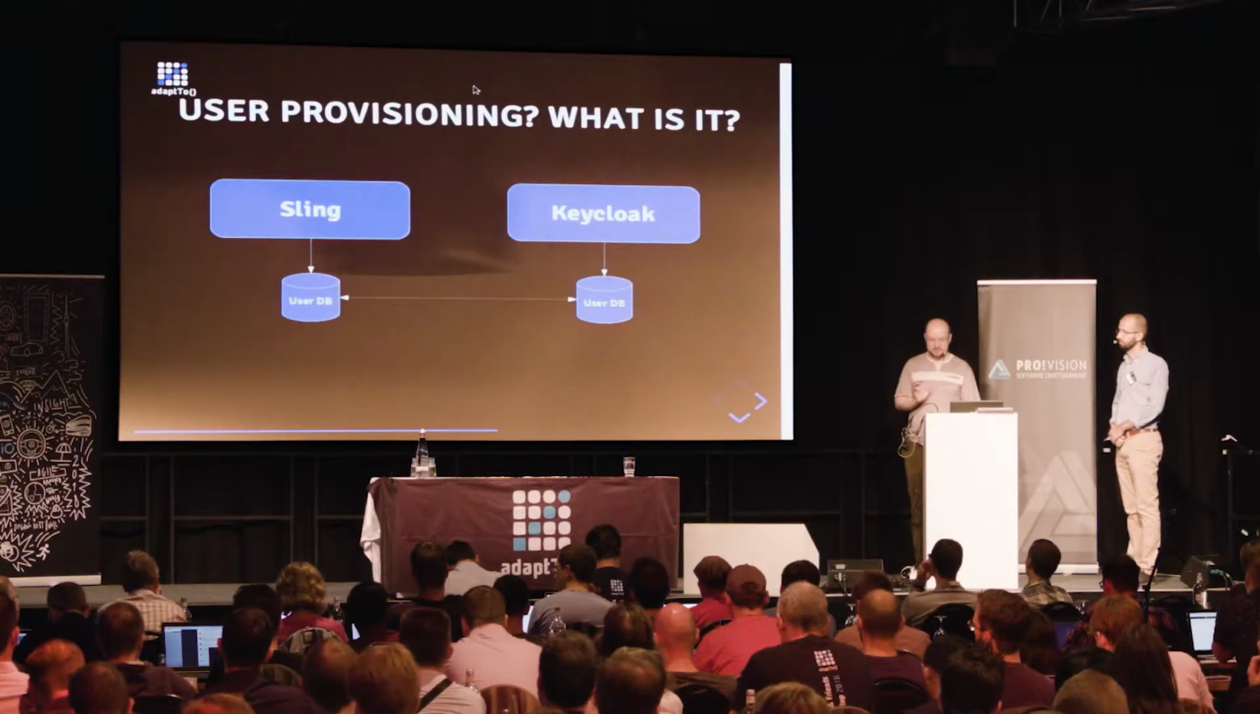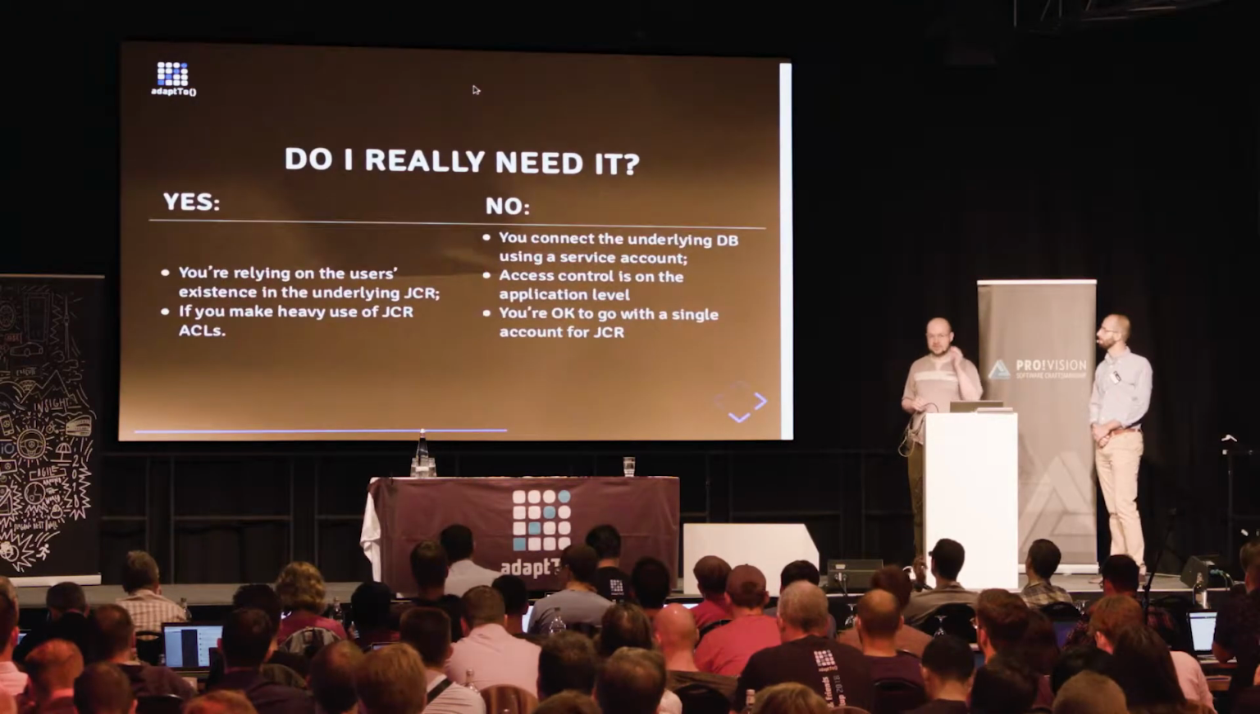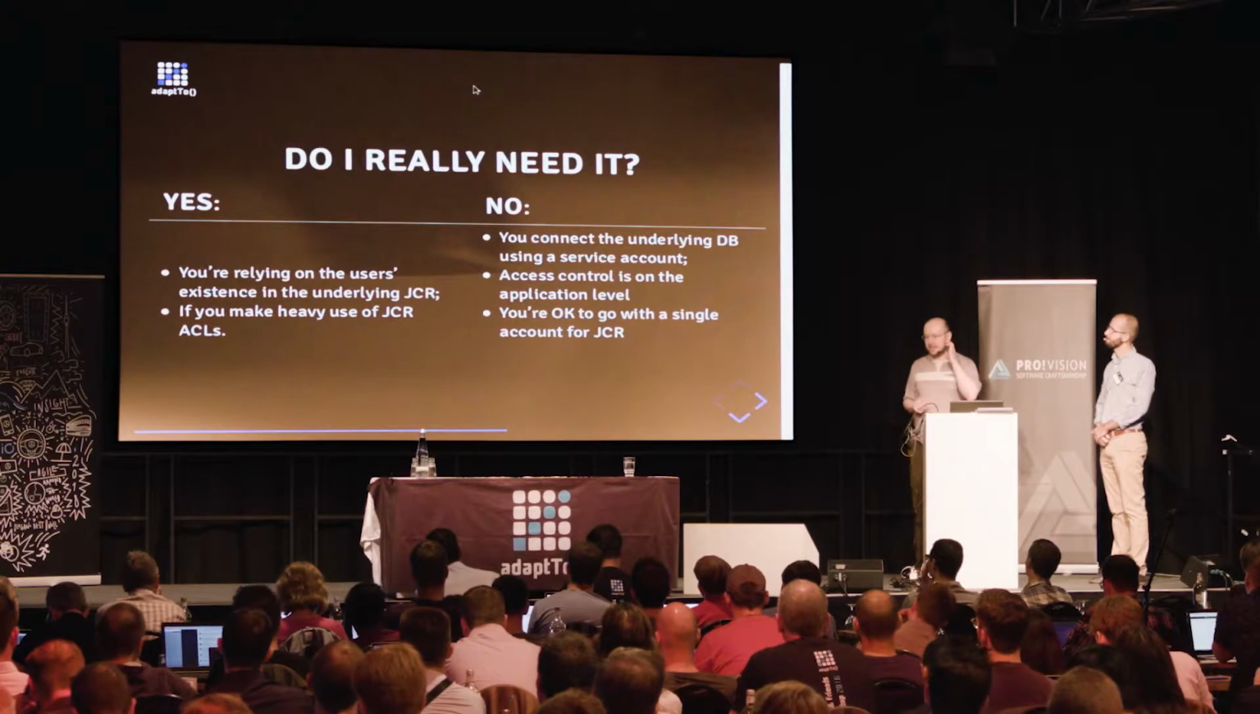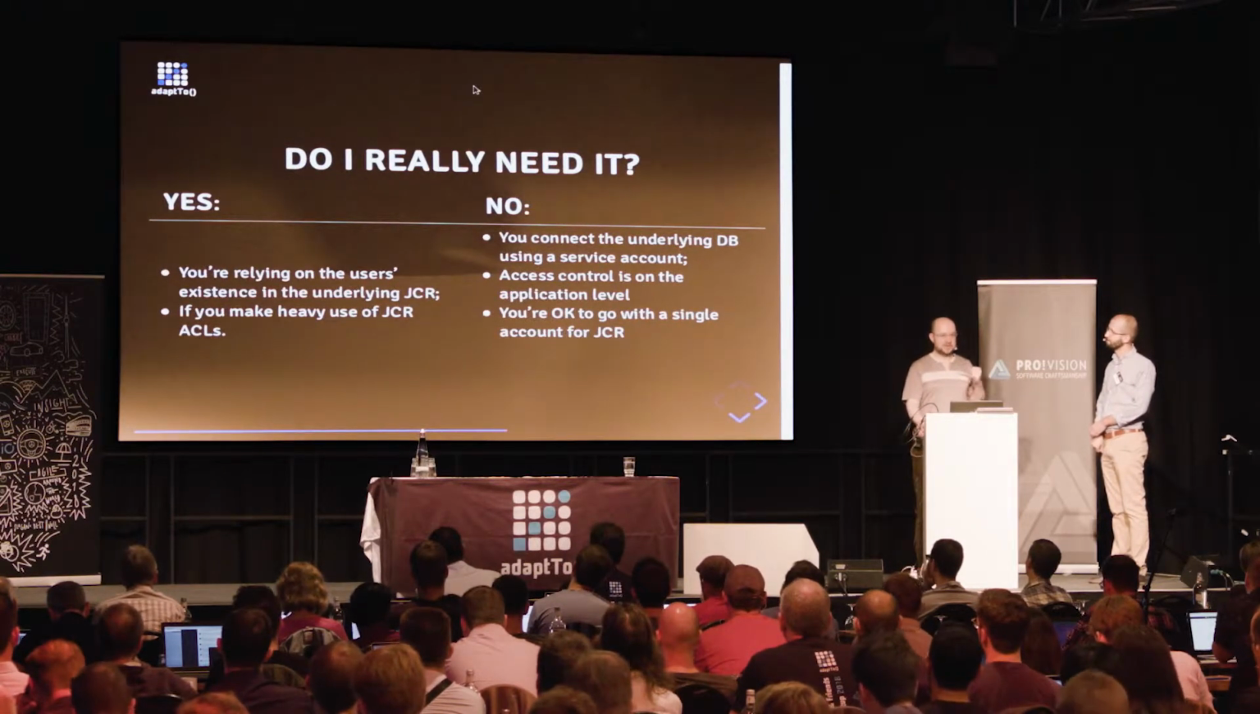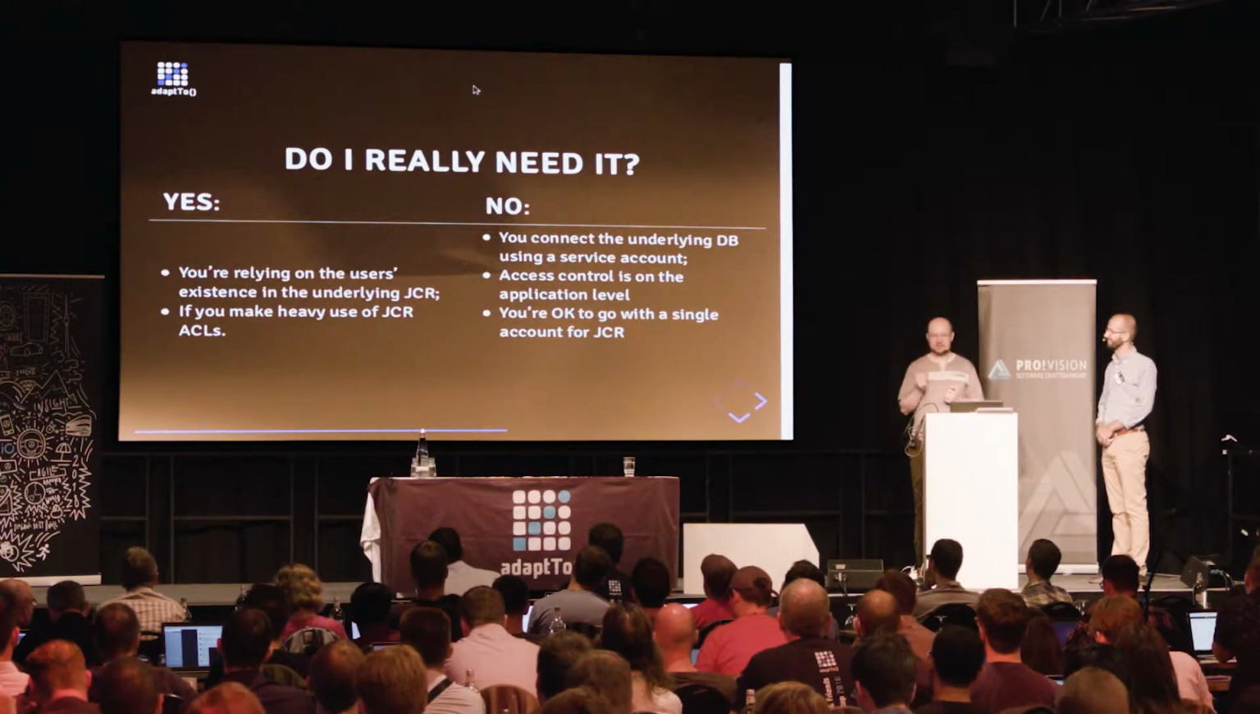But before that, we need to ask a question: do we really need that? In fact, on this question, we didn't come to an agreement with Eugen while preparing for the session. So maybe a little survey. Imagine that the user is authenticated within your Sling instance. How do you connect to the underlying auth repository? Using that user's identity or using a service account?